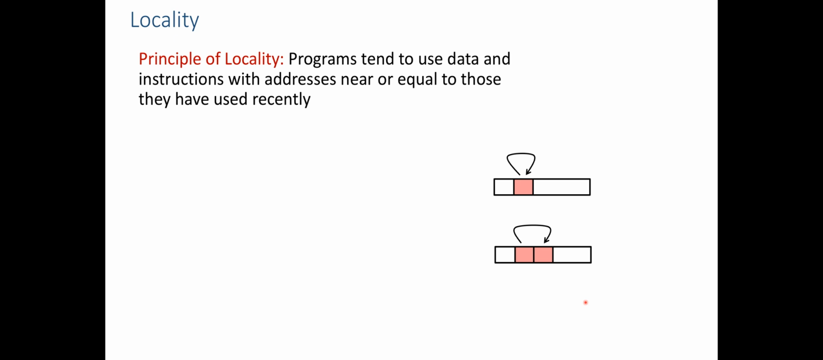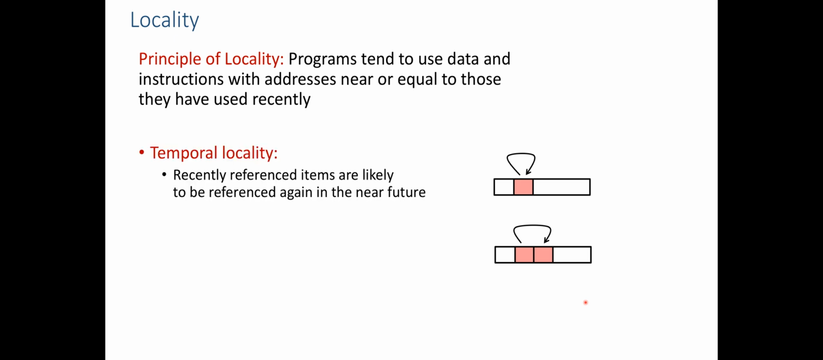So it's the key to bridging this gap between CPU and the various levels of memory. And it's a property of our programs themselves. So let's examine this. So the principle of locality goes like this. Programs tend to use data and instructions with addresses near or equal to those they have used recently. So remember, our program and our data are stored in our memory when the program loads up.